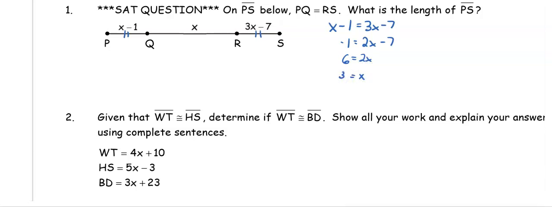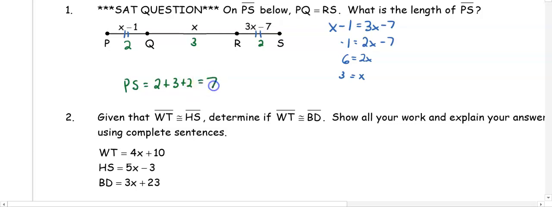Then because we want to find the length of PS, which is the entire segment, we're going to put 3 in for x. So 3 minus 1 is 2. x is just 3. And then 3 times 3 minus 7 is also 2. So for PS, we're going to add those together: 2 plus 3 plus 2. So PS is going to have a length of 7.